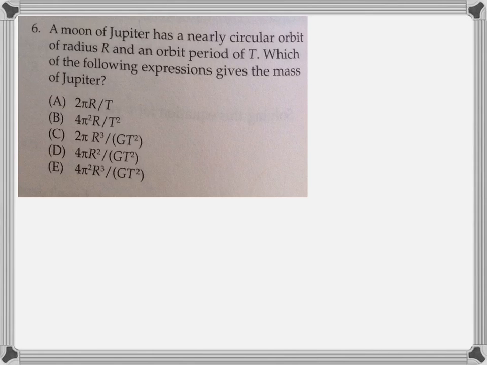For this one, we have a moon of Jupiter that has a nearly circular orbital radius and an orbital period of t. Which of the following expressions gives the mass of Jupiter? So we have to find an equation that associates t, the period, and the mass.